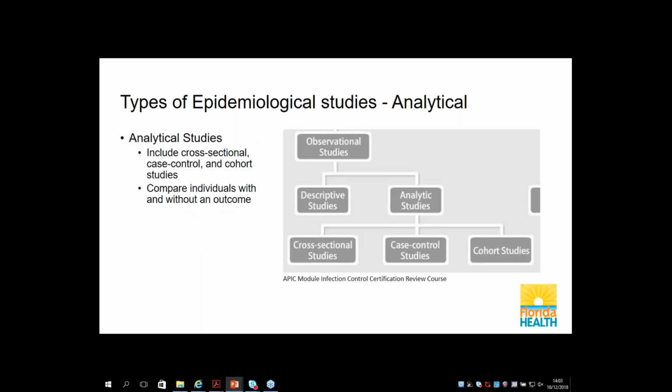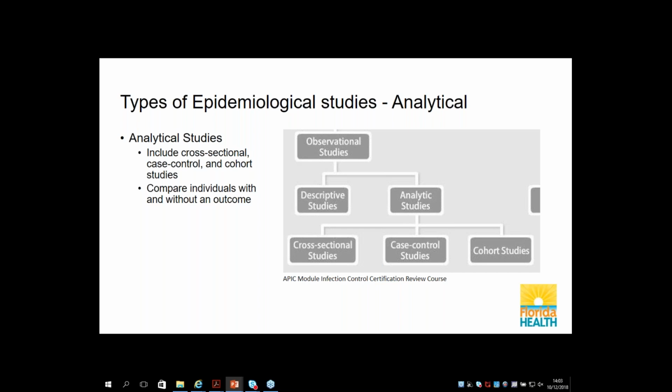And here you can see that you have the observational studies broken down into descriptive studies and analytic studies. So analytical studies include cross-sectional, case control, and cohort studies, and they compare individuals with and without an outcome. For your exam, it's extremely important that you are able to differentiate specifically between cohort studies and case control studies. Cross-sectional studies are very easy to remember, but I feel that people get very confused between cohort and case control, and that's where they start missing points on the exam. So just making sure that you're understanding those concepts.